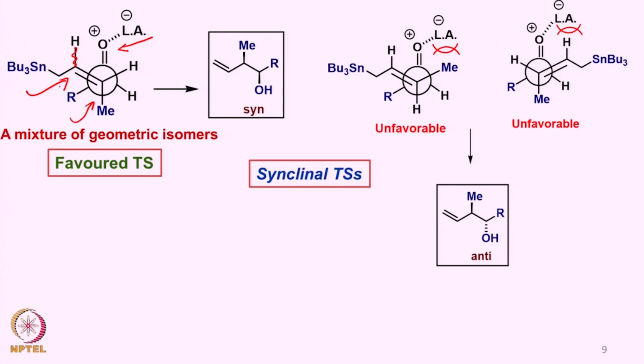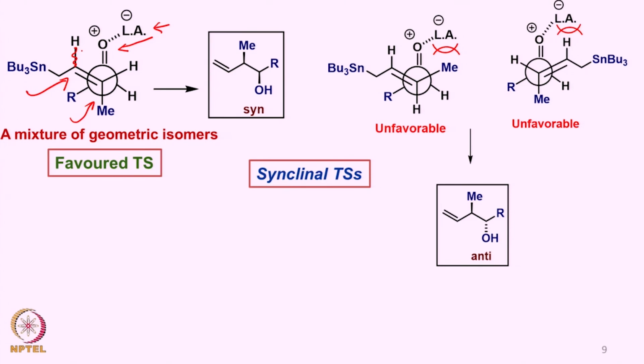And if we look at the three possibilities where the interaction of the allyl moiety, the Allyltin moiety, is considered with respect to the Lewis acid which is attached to the oxygen of the aldehyde, then this is supposed to be the most favored transition state, because there is no interaction of the Lewis acid with any of the substituents, either hydrogen or any other part of the molecule.